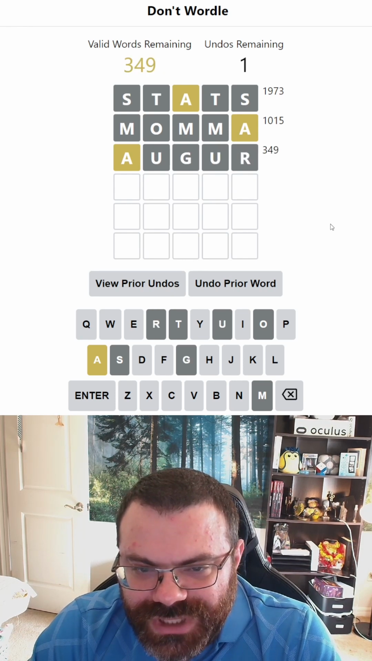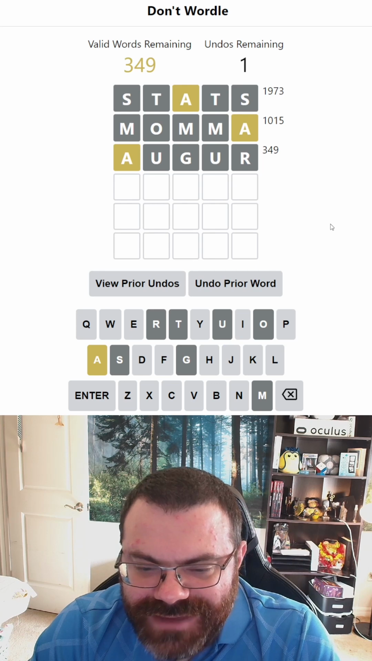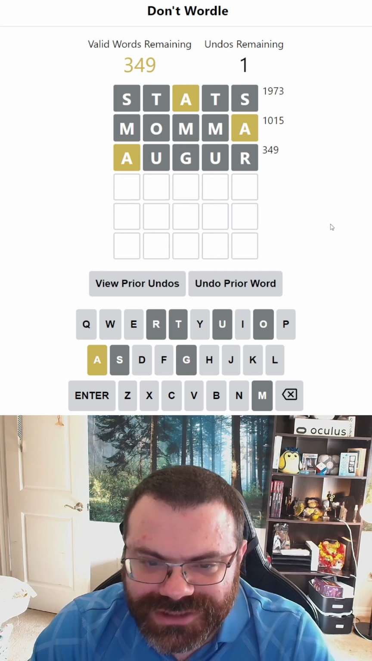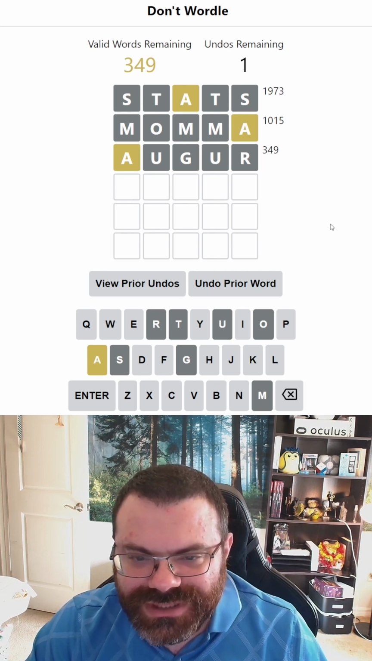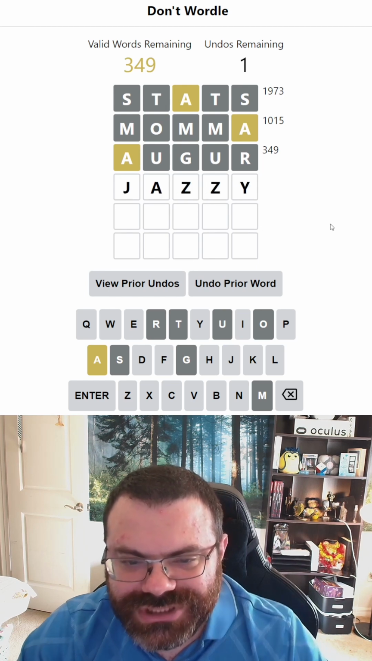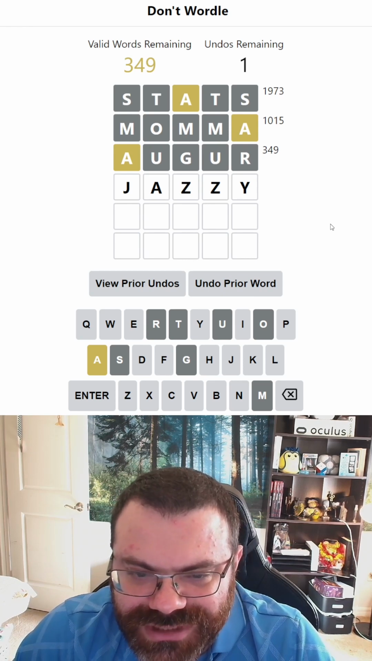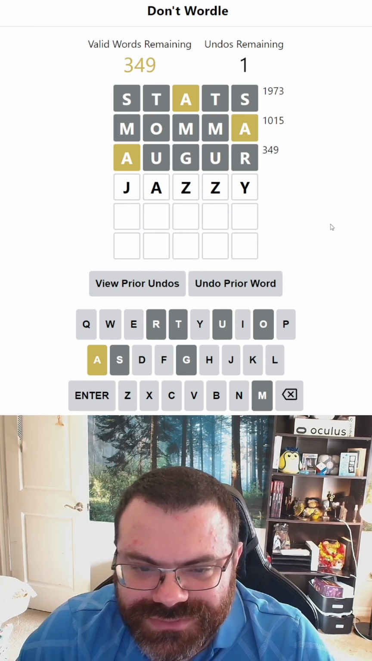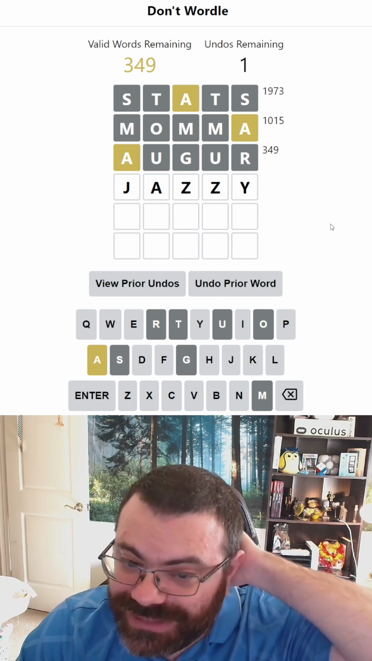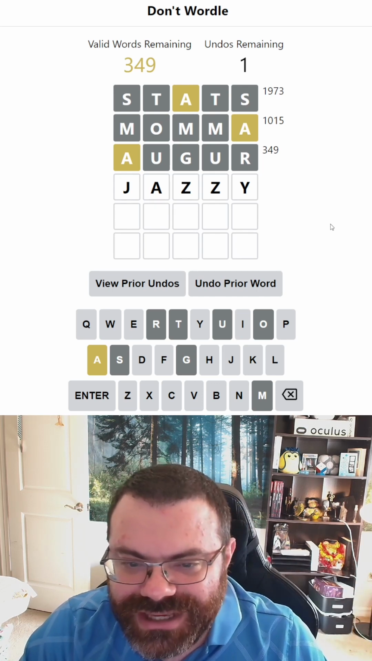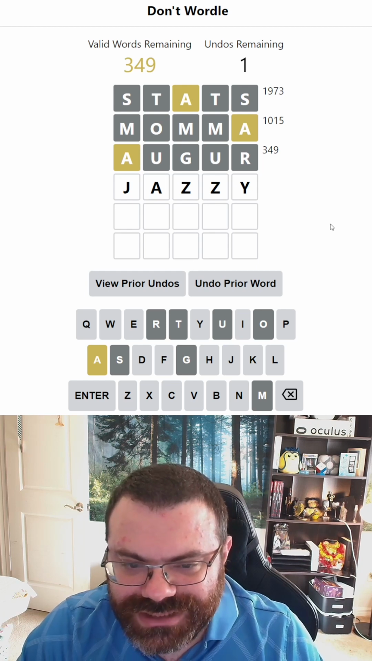So, okay, now because we have the E and the Y available, I think we can put the A second and do jazzy, which is going to use the Y up, but the Z and the J are not going to be usable after this anyway. So I think jazzy will be our best bet, even though it does place the A second. In our follow-up guesses, we will have to use A second anyway, so it doesn't really make a difference there. So let's do jazzy.